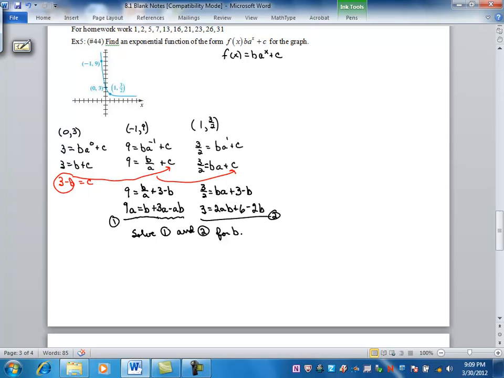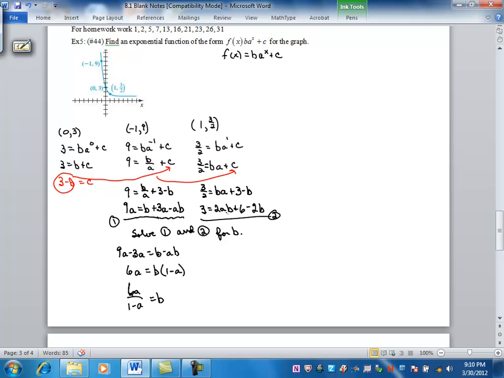Alright, so we're going to subtract 3a from both sides. 9a minus 3a equals b minus ab. Now there's a level of excitement here because 9a minus 3a, we recognize we can combine like terms over here. We can factor out a b. And now when I divide both sides by 1 minus a, 6a divided by 1 minus a equals b.